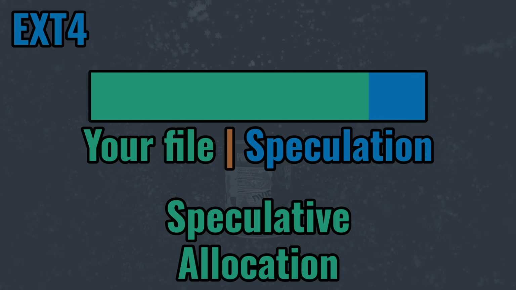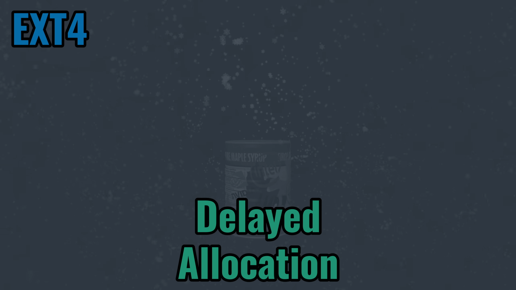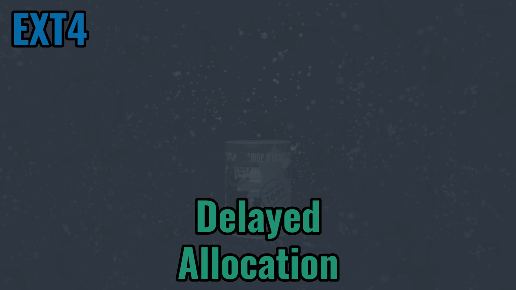So that allows us to have less fragmentation without any other change. Now, another big change that they made was to have delayed allocation. Delayed allocation is something that is standard throughout the file system world. Pretty much everybody uses it. XFS, ZFS, BTRFS, ReiserFS, everybody uses it, but EXT3 didn't use it.